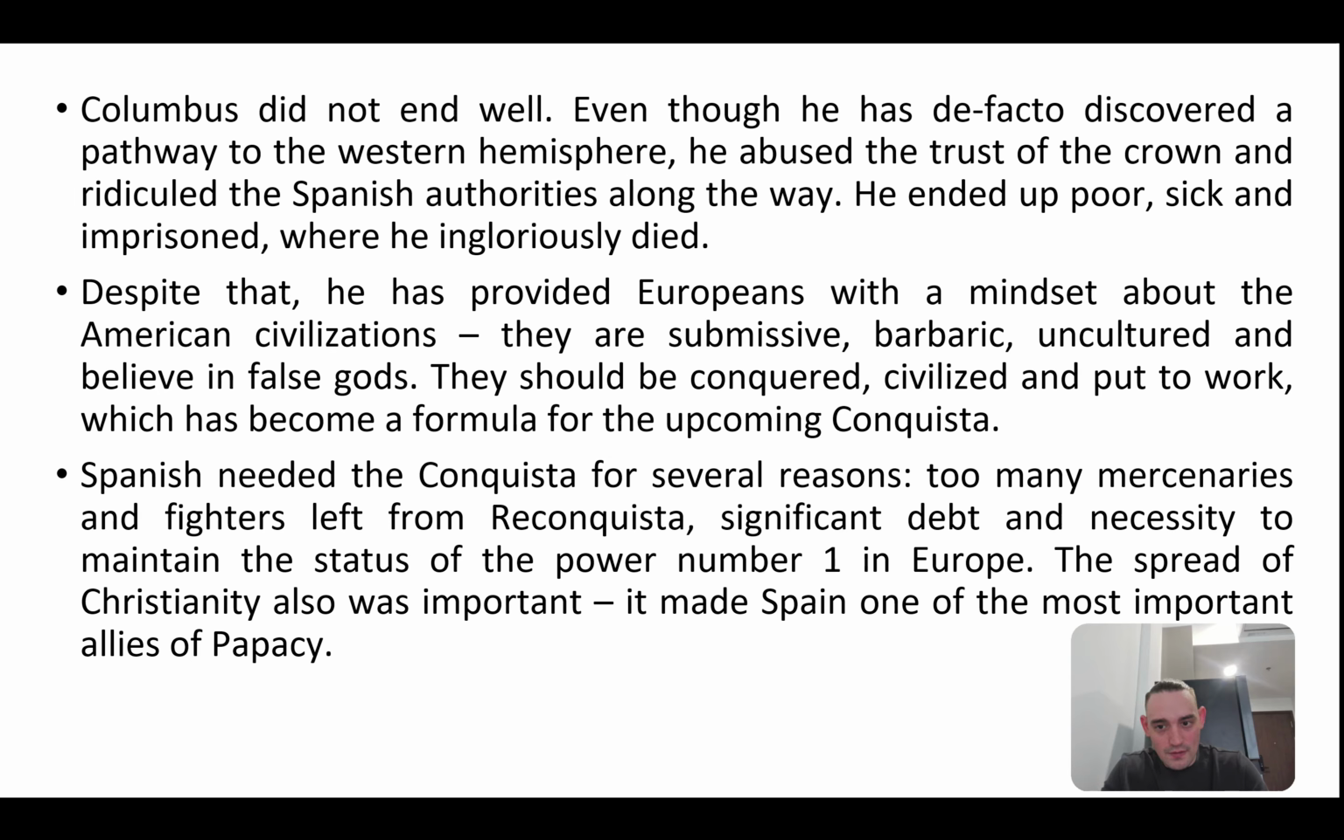Spanish needed the Conquista for several reasons. Too many mercenaries and fighters left from Reconquista, which happened before, and that's reconquering their own land from the Arabs that have taken the land and have lived there for 800 years in the Iberic Peninsula. So they've been slowly reconquering this land, and due to the fact that war is a costly endeavor, they were knee deep in debt. Right? They owed a lot of money, and to maintain the status of superpower number one in Europe, Spain needed some more money. And they've come out of the Reconquista as one of the most battle-worthy states in the entirety of Europe. So yeah, they needed to maintain that reputation. The spread of Christianity also was very important. It made Spain one of the most important allies of papacy, just like Portugal, which was a lot smaller, but still.